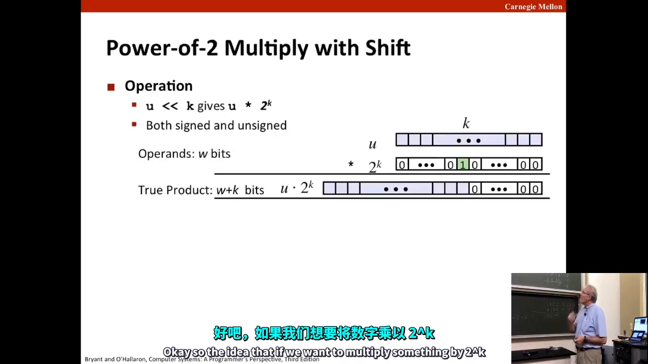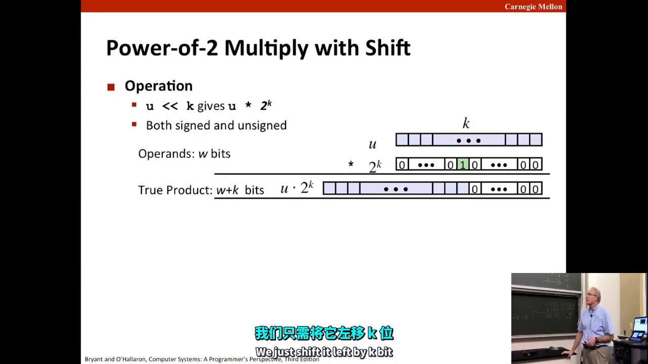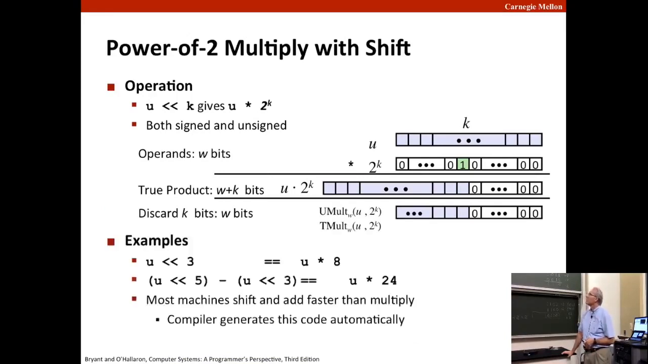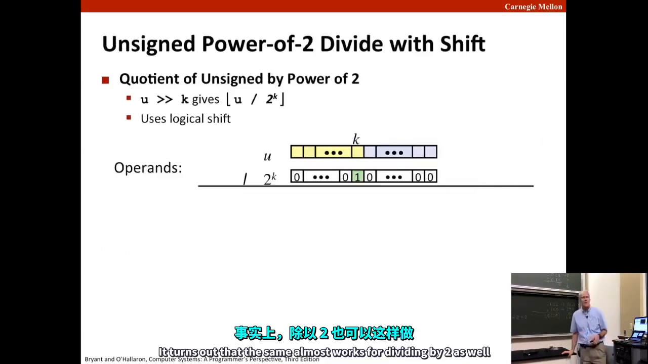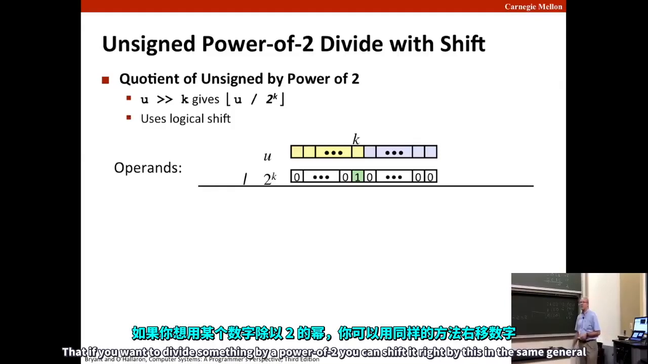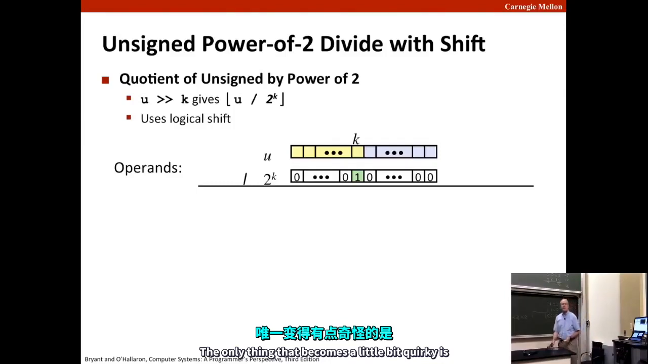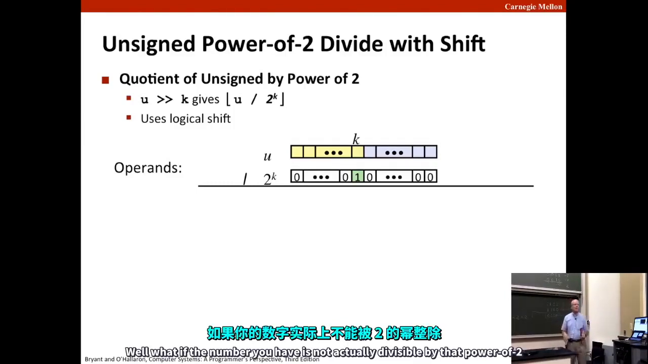So the idea then, if we want to multiply something by 2 to the k, we just shift it left by k bits. It turns out that the same almost works for dividing by 2 as well. If you want to divide something by a power of 2, you can shift it right, in the same general idea. The only thing that becomes a little bit quirky is, well, what if the number you have is not actually divisible by that power of 2?